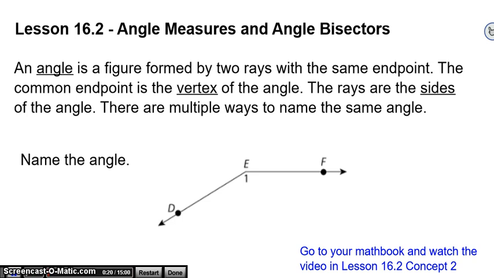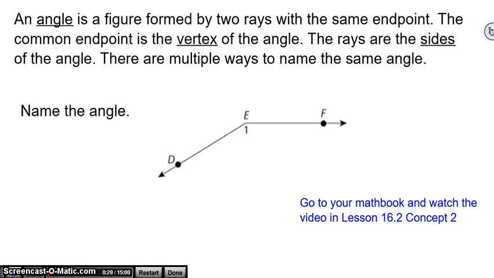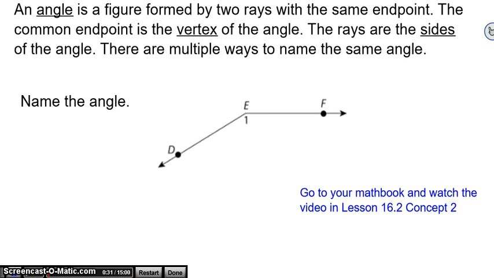There are lots of ways that we can name the same angle, and so we're going to name this angle on the screen in several different ways. Well, first of all, we could name this angle E. And that's because E is the vertex of that angle, and because this angle isn't connected to any other angles, there can be no discrepancy. We know that angle E is what it is.